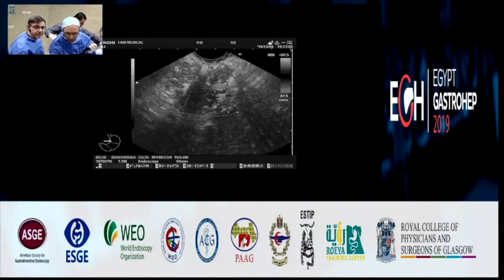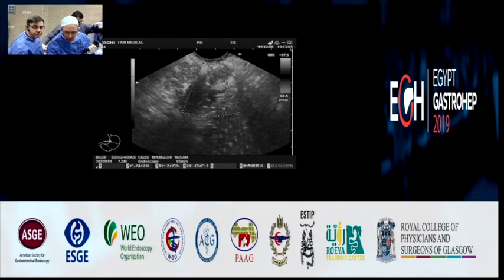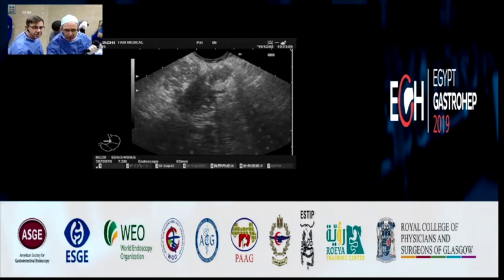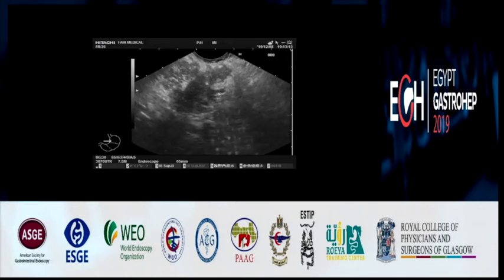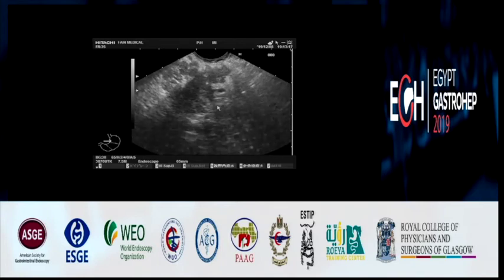I put some Doppler because I was curious to know what this structure is here. Is this a duct, a dilated duct, or is it a vessel? Because if it is a dilated duct, I would be worried, right?